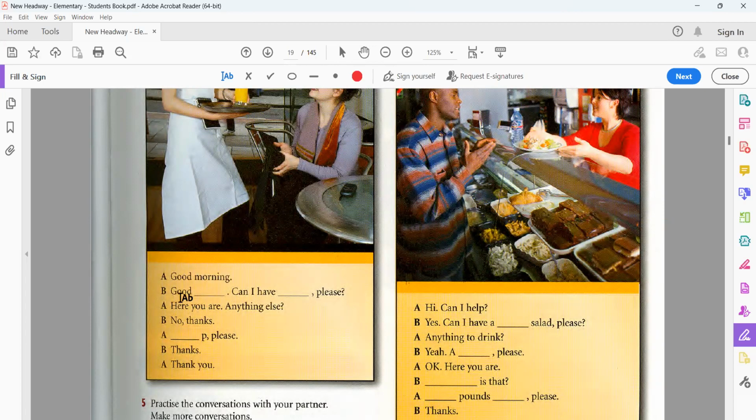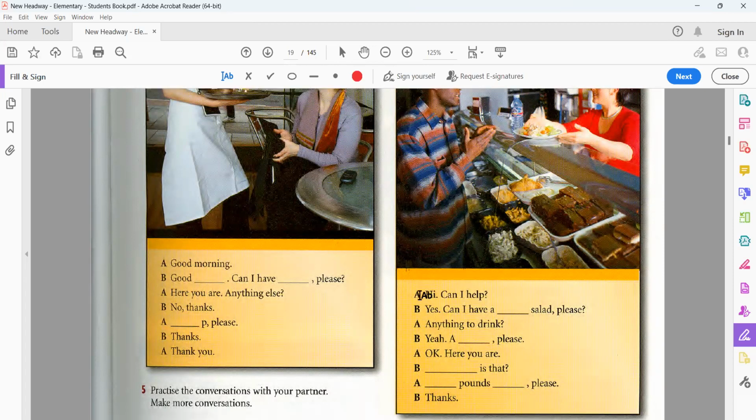Good morning. Good morning. Can I have a coffee, please? Here you are. Anything else? No, thanks. £1.50p, please. Thanks. Thank you. 2. Hi, can I help? Yes, can I have a tuna and egg salad, please? Anything to drink? Yeah, a mineral water, please. Okay, here you are. How much is that? £6.35, please. Thanks.